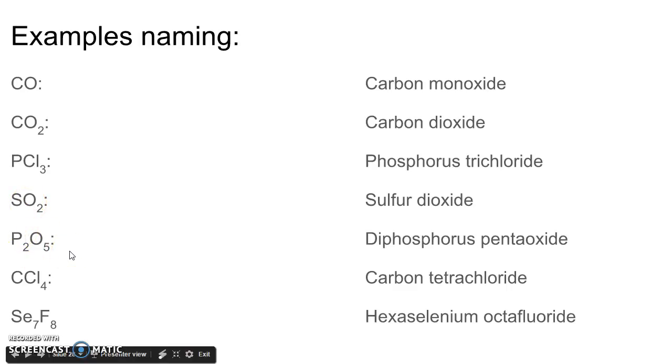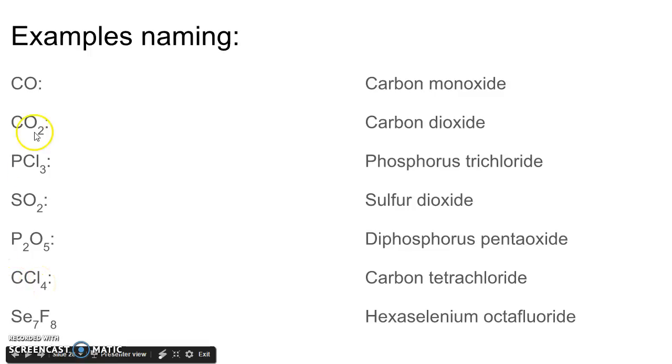P2O5, I have 2 phosphorus here, so diphosphorus, and then I still have to deal with changing the ending of the second one to IDE. So the oxygen in this case would be oxide, and I have 5 oxygens, so pentaoxide. I know it's kind of weird to say, but this is diphosphorus pentaoxide.